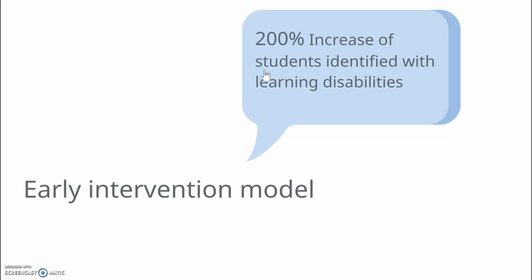In the reauthorization of IDEA, RTI was recommended to be provided as a means of preventing learning and behavior difficulties. Vaughn and Boss 2015 says that there has been a 200% increase of students identified with learning disabilities since they began to use the model. So students are being identified early through the RTI process and provided the appropriate interventions that more students are able to respond to them.